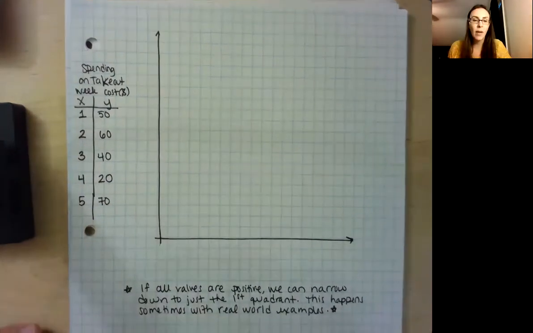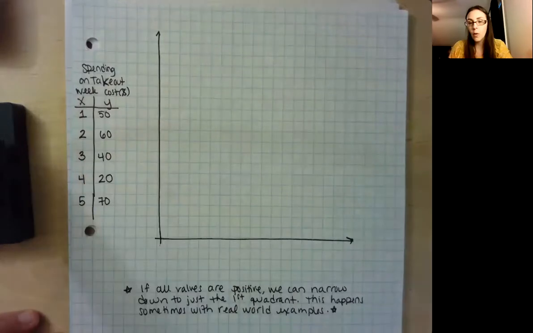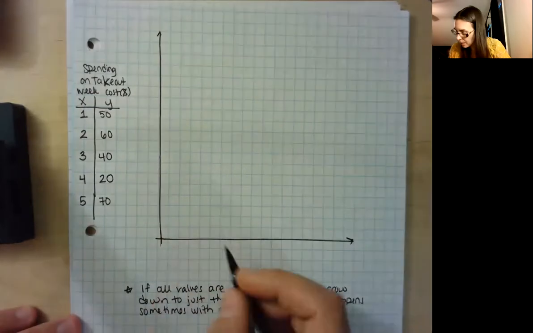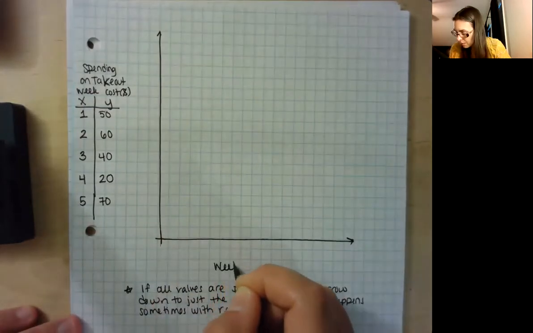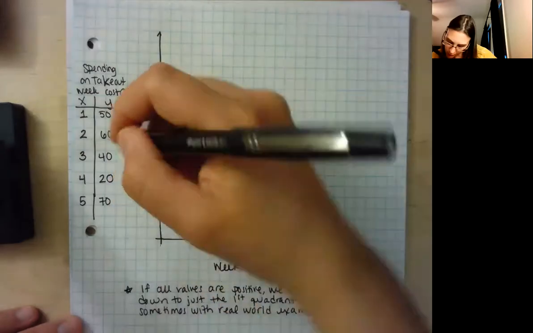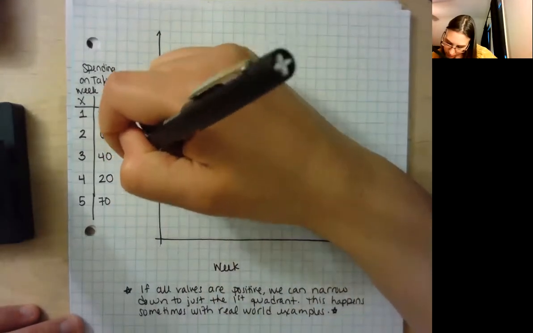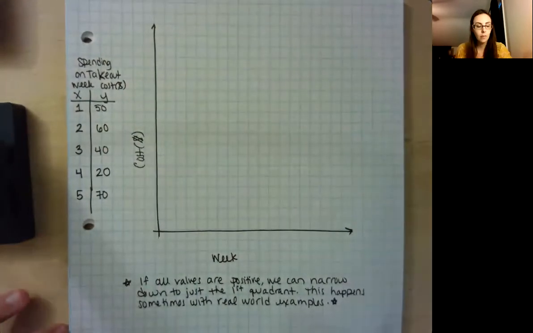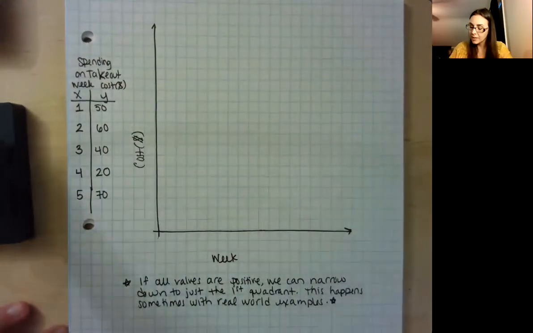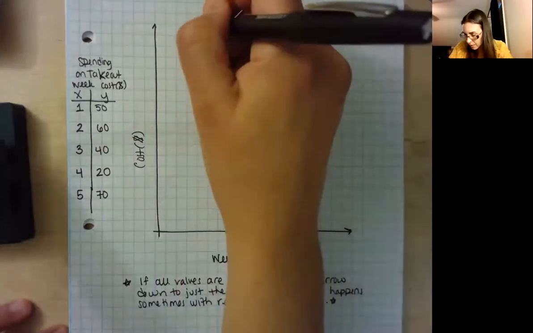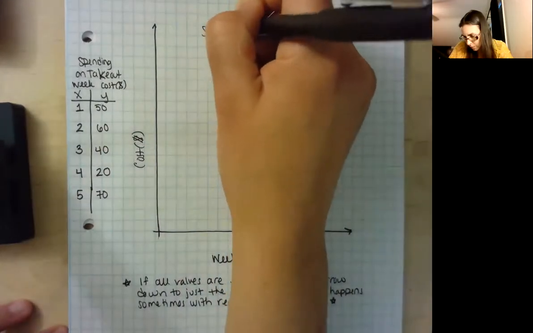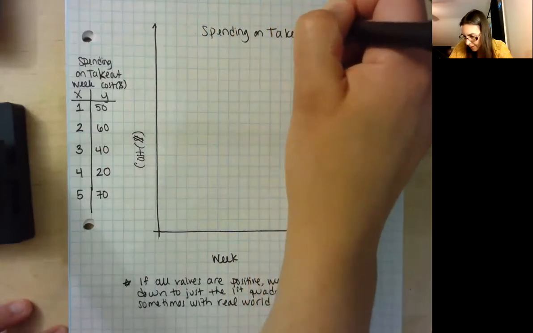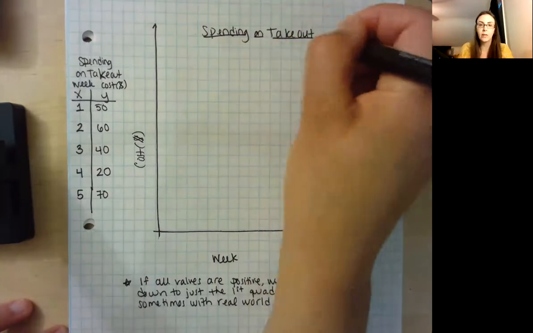So here, if I look, all my values are positive. So I'm going to focus just on that first quadrant here. So I'm going to let this be my week. And I'm going to let this be my cost in dollars. We do like to give a title. So I'm going to write spending on takeout. It doesn't have to be anything fancy. So just some sort of title to my graph.